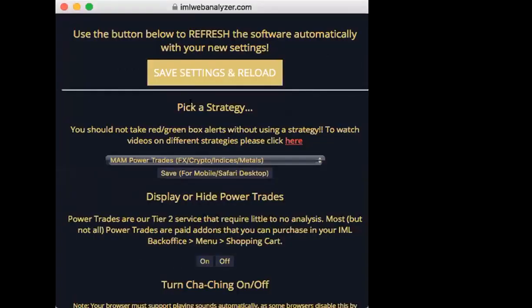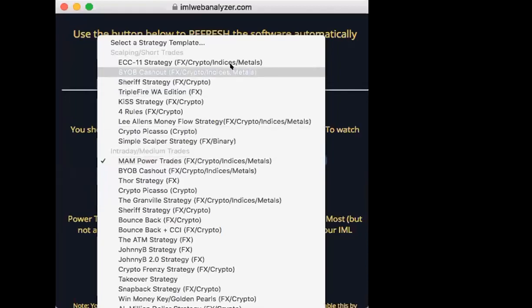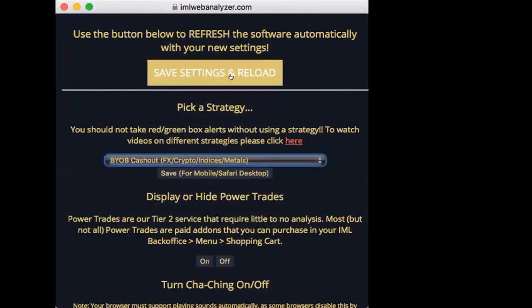So this is what comes up. When this comes up, you have to first select the strategy you want, which all match and look like what I just showed you on that front page. So we're gonna select BYOB cash out, okay, BYOB cash out.